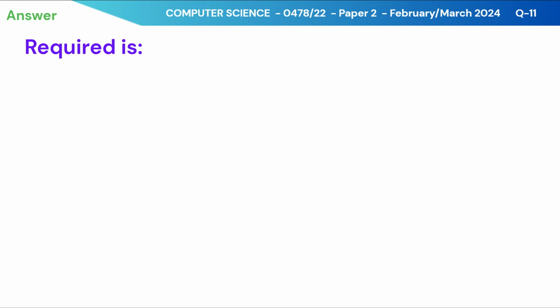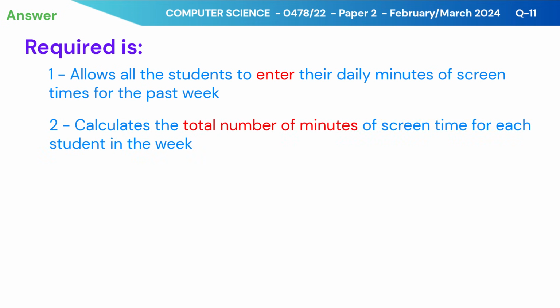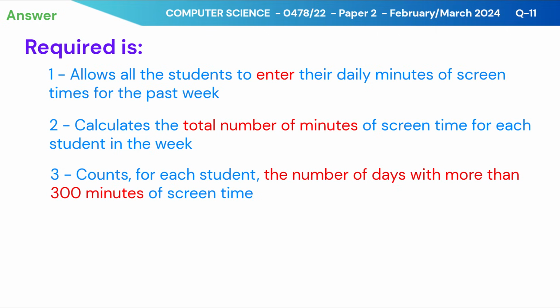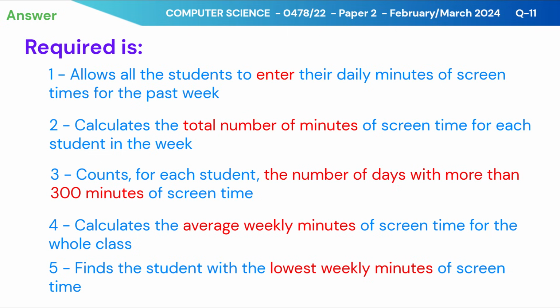Requirements are: there are 8 main requirements. Number 1. Allows all the students to enter their daily minutes of screen times for the past week. Number 2. Calculates the total number of minutes of screen time for each student in the week. Number 3. Counts, for each student, the number of days with more than 300 minutes of screen time. Number 4. Calculates the average weekly minutes of screen time for the whole class. Number 5. Finds the student with the lowest weekly minutes of screen time.